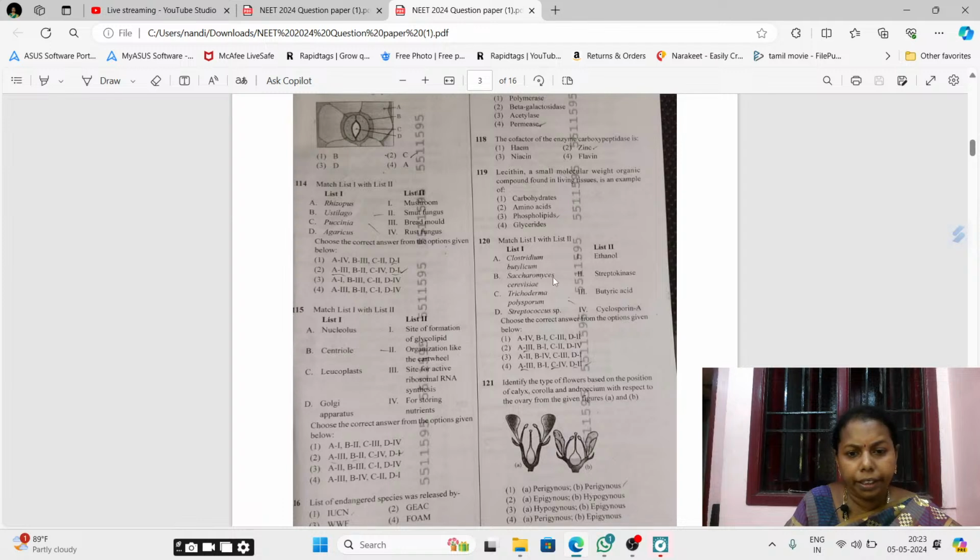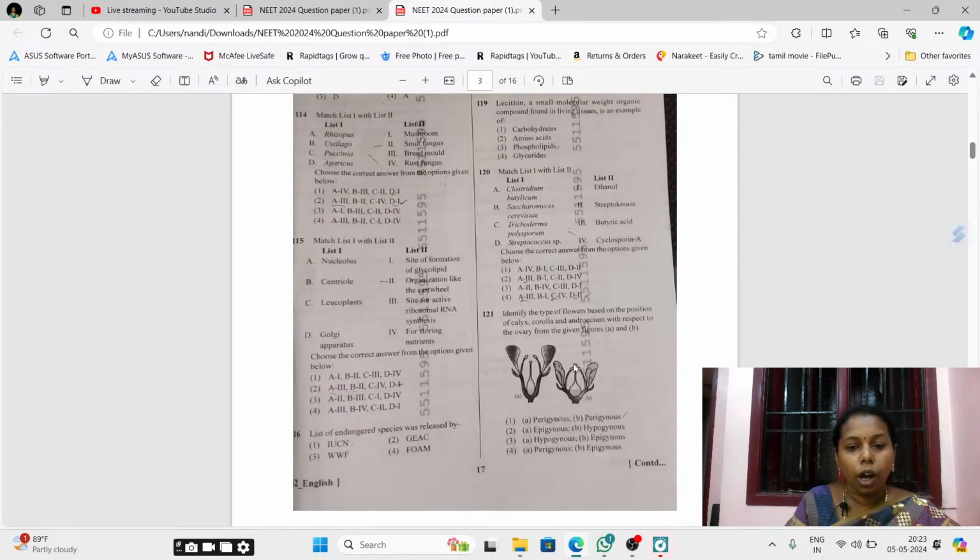And 120, Clostridium butylicum gives butyric acid. Saccharomyces cerevisiae gives ethanol. So 3 and 1, which is the second and fourth option. Now Trichoderma polysporum gives cyclosporin, which is in option 4. So 120 is option 4.